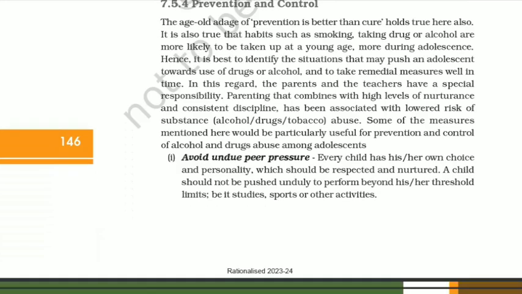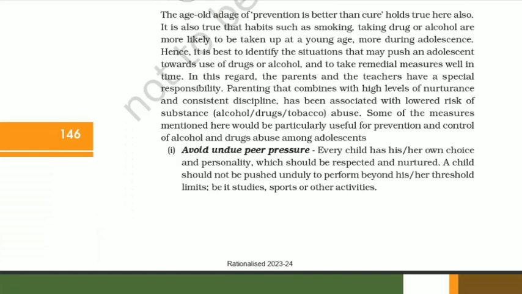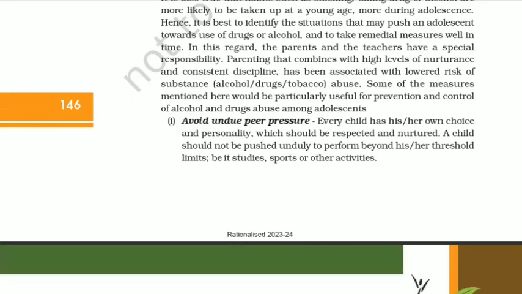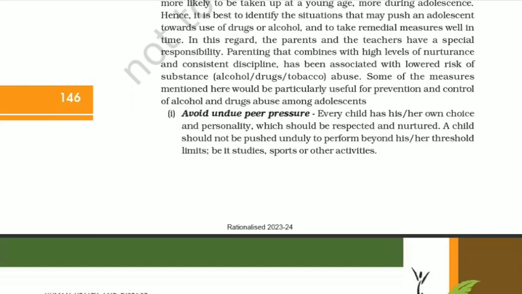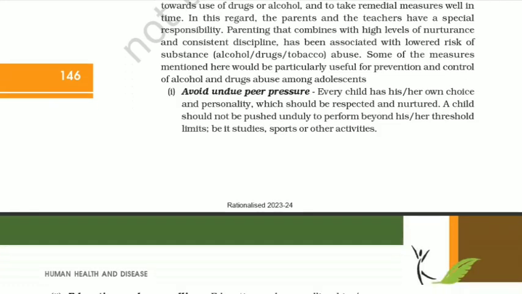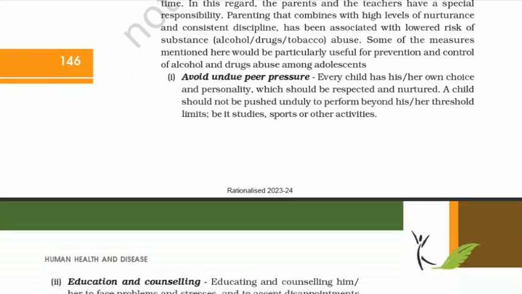7.5.4 Prevention and control. The age old adage of prevention is better than cure holds true here also. It is also true that habits such as smoking, taking drugs or alcohol are more likely to be taken up at a young age, more during adolescence. Hence, it is best to identify the situations that may push an adolescent towards use of drugs or alcohol and to take remedial measures well in time. In this regard, the parents and the teachers have a special responsibility.